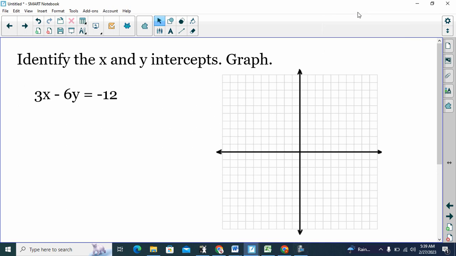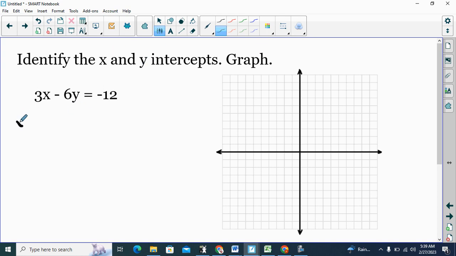Unit 6 review, starting with standard form. There's a couple things we did with standard form. The first is if we have an equation in standard form, we might be asked to find the x-intercept and the y-intercept.